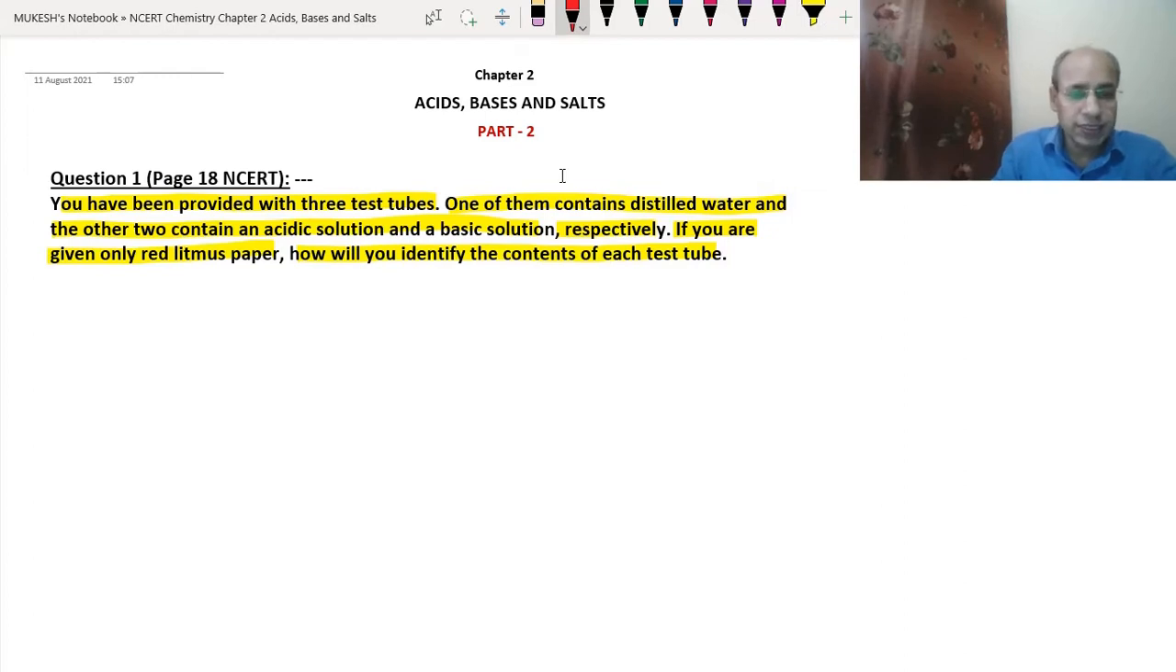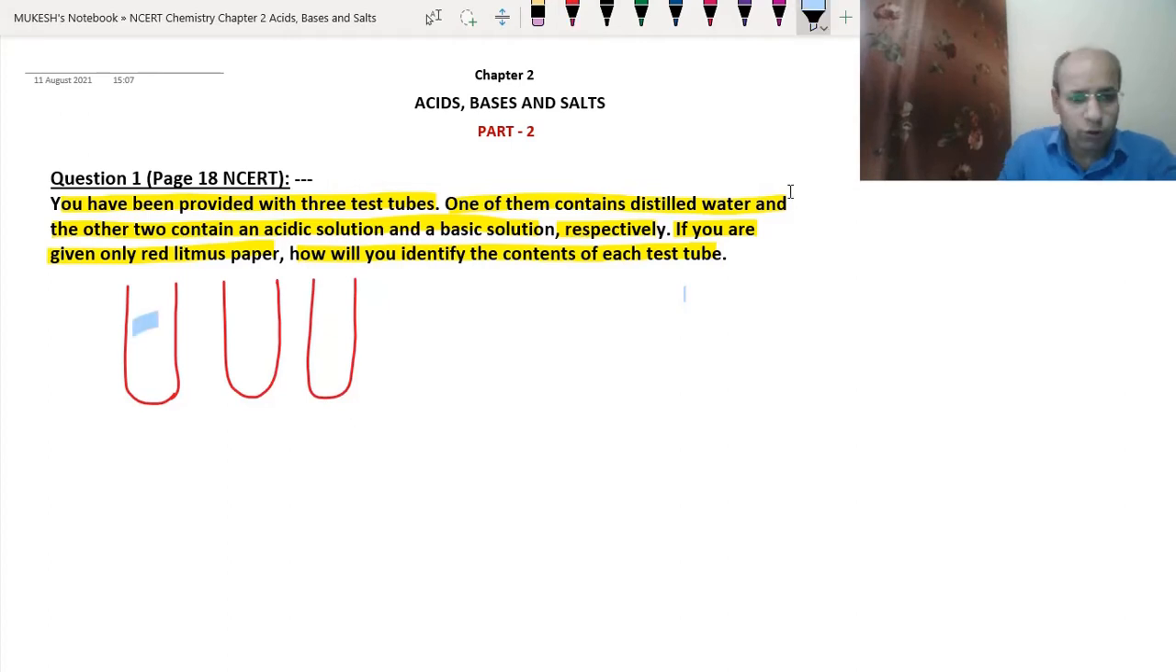See, these are the three test tubes. This is the first test tube, this is the second, and this is the third. All these test tubes contain some liquid which is transparent. You know, because water is transparent, distilled water is also transparent, and acidic and basic solutions are all transparent. But we do not know which one is acid, which one is distilled water, and which one is basic. We have to identify that, and we have been given red litmus paper.